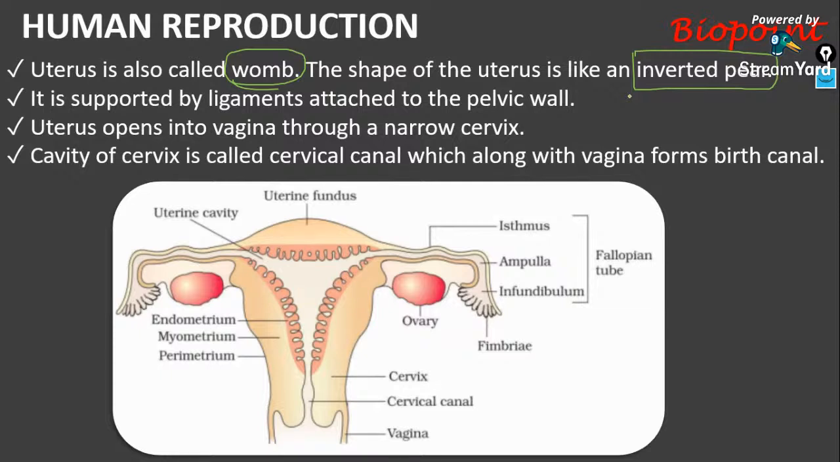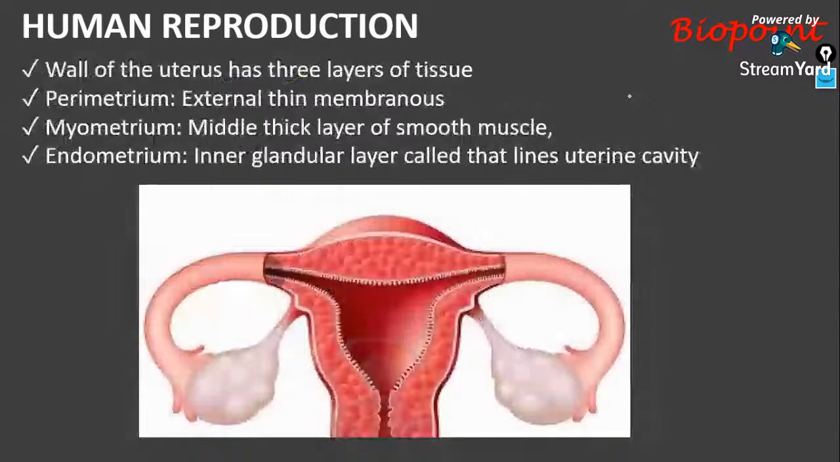Clear? So the uterus is supported by ligaments which are attached to the pelvic wall. The uterus opens into the vagina through a narrow cervix, and the cavity of the cervix is called the cervical canal, which together with the vagina forms the birth canal. So this is what you have to study.